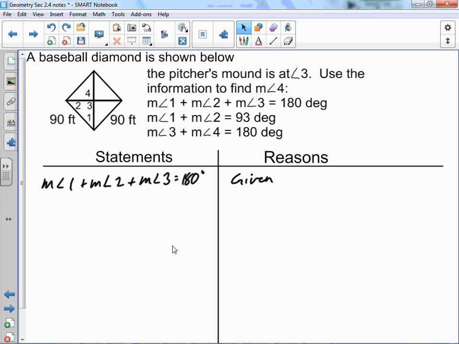So I'm going to bring that into the equation. Measure of angle 1 plus the measure of angle 2 equals 93 degrees. That was also given. So now I'm going to take measure of angle 1 plus measure of angle 2 here, and replace it with 93 degrees since they're equal. So 93 degrees plus the measure of angle 3 equals 180 degrees. And we were substituting there.